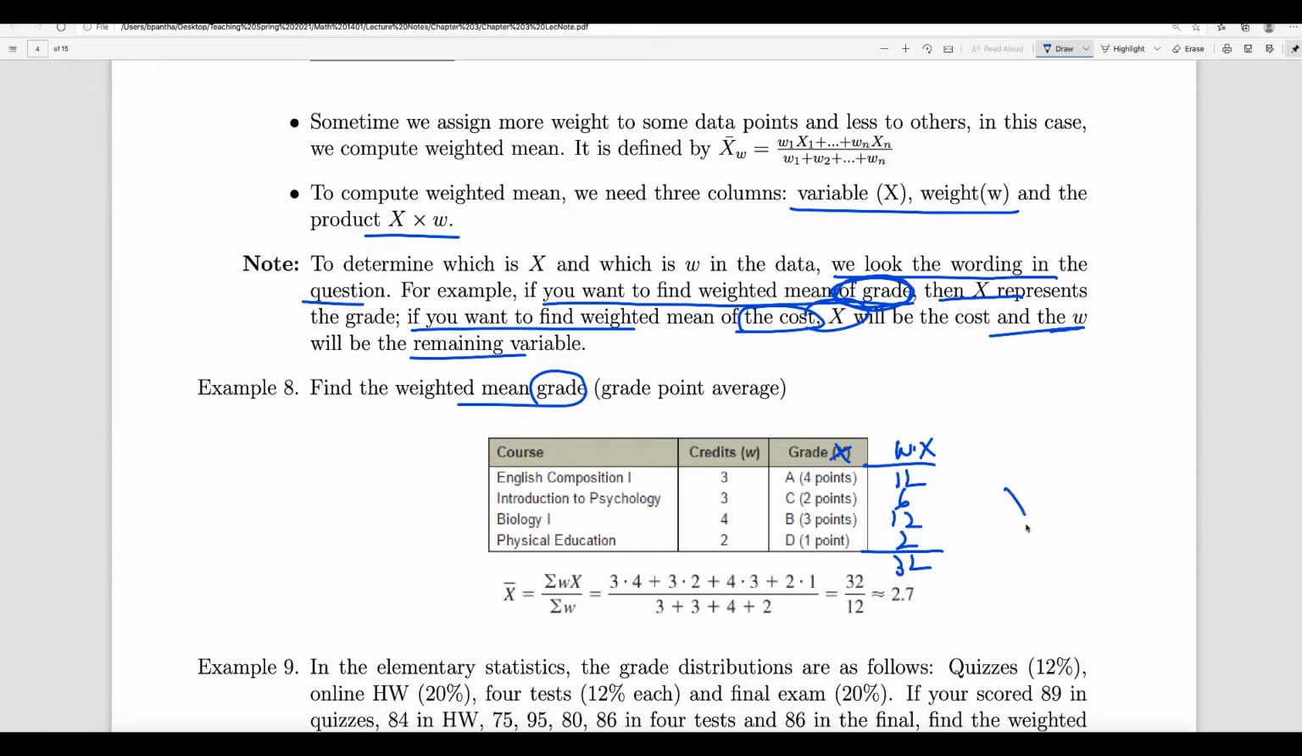So the x bar is the sum of that, 32, divided by the total weight. 3 plus 3 is 6 plus 4 is 10 plus 2 is 12. You will get 2.7. What did we do here is you multiply this with that, 3 times 4 plus 3 times 2 plus 4 times 3 plus 2 times 1, divided by the sum of the w's, that is 3 plus 3 plus 4 plus 2. That's what you get. That is the weighted mean of the grade.